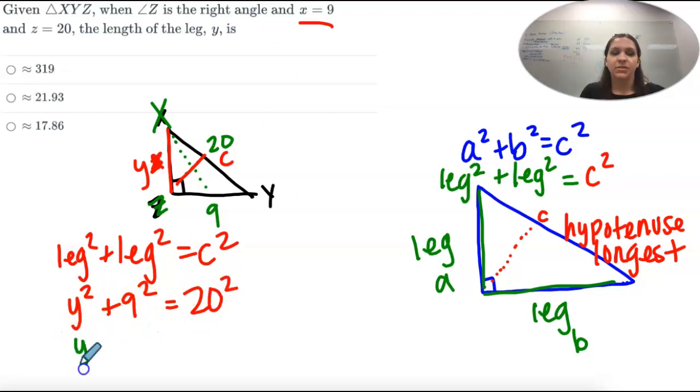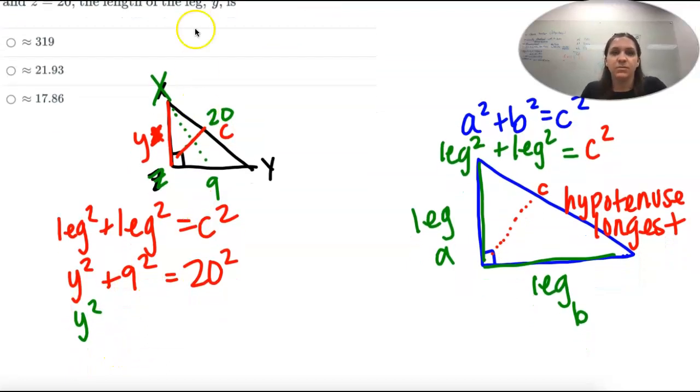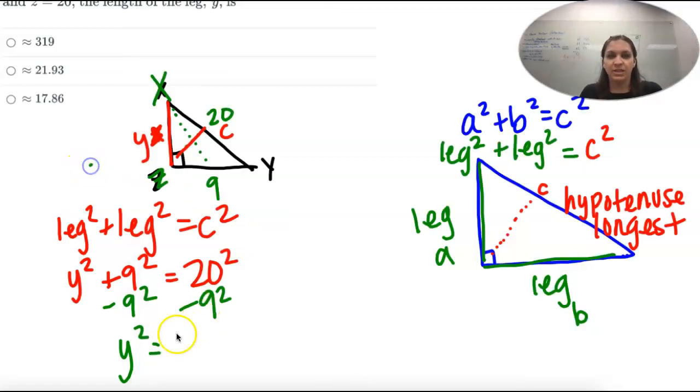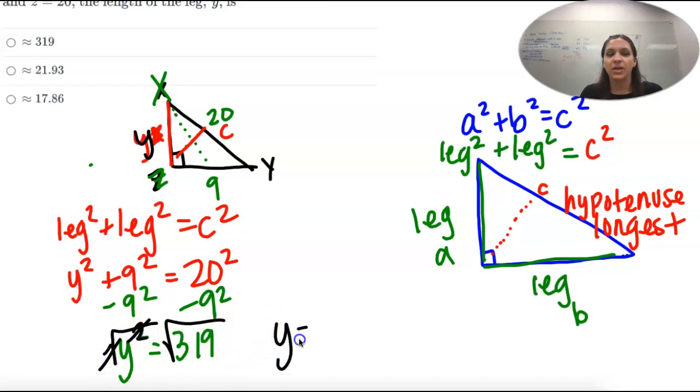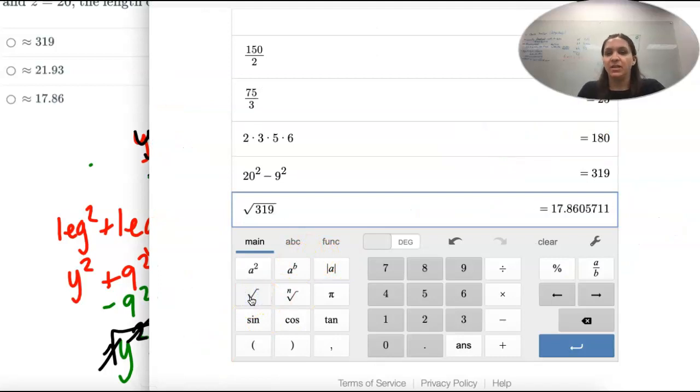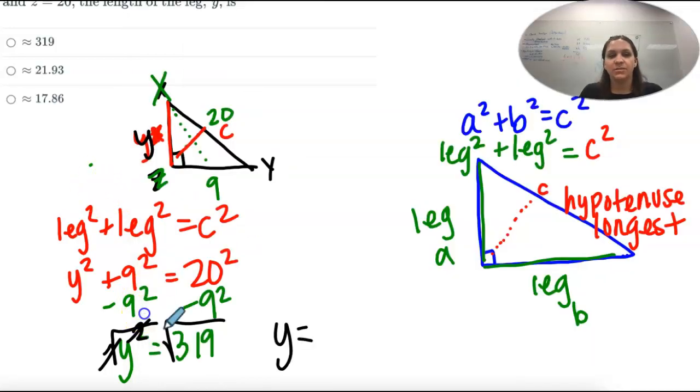And now we'll solve. Y squared, I'll write out the step. We're going to subtract the 9 squared on both sides because we want to get Y squared alone. So 20 squared minus 9 squared is 319. But we don't want Y squared, we just want Y. So we take the square root of both sides because that's the opposite of a square. That gets Y by itself. And then the square root of 319 is 17.86.